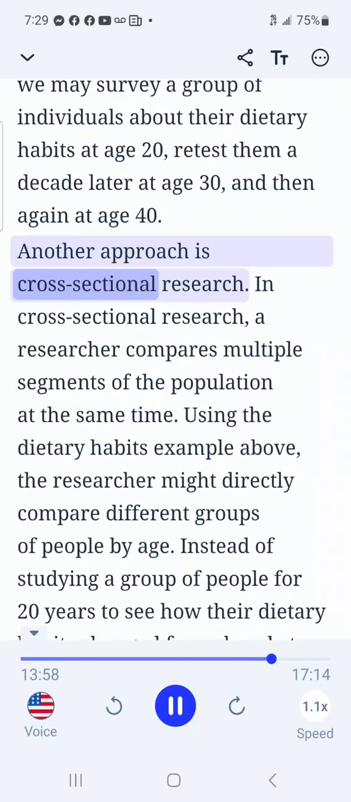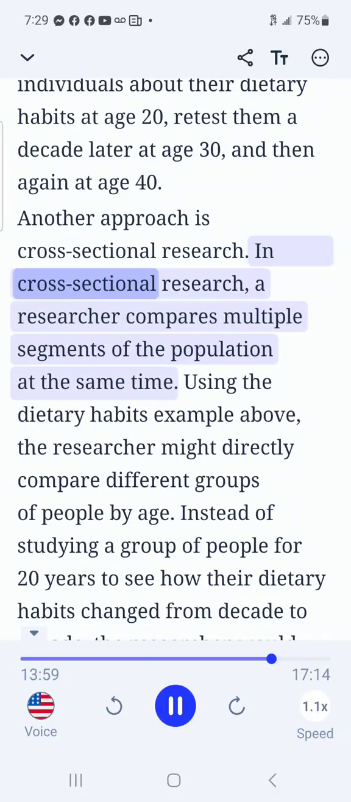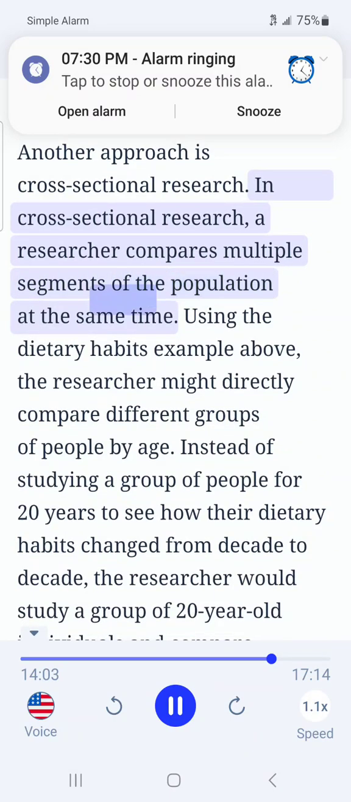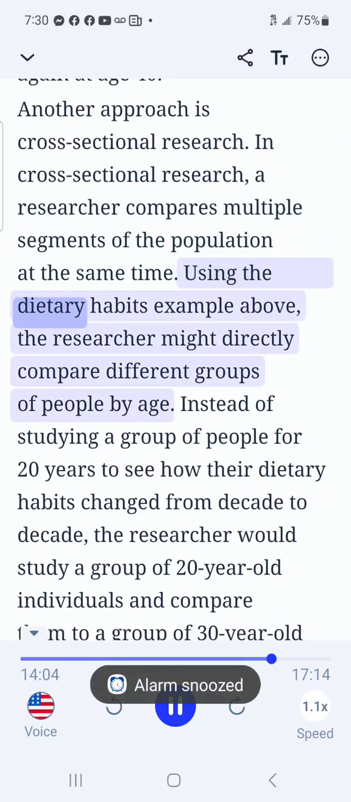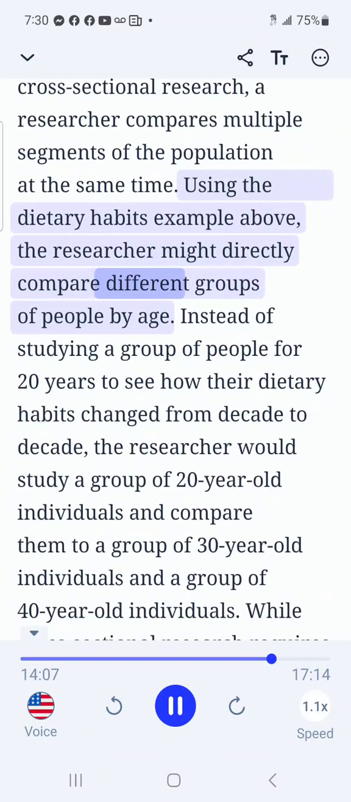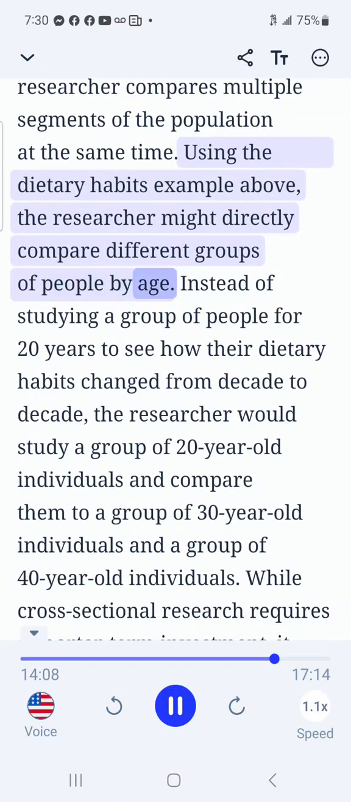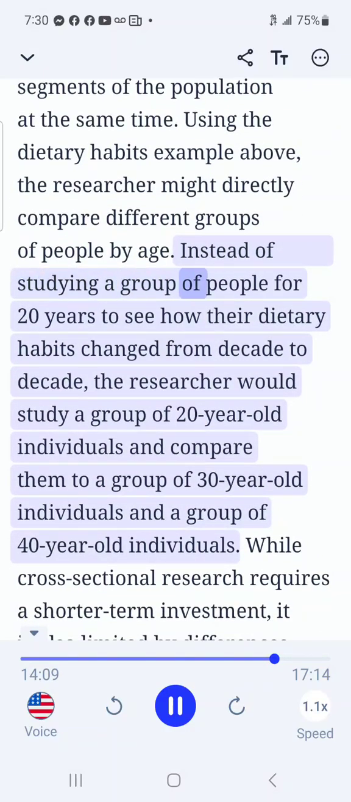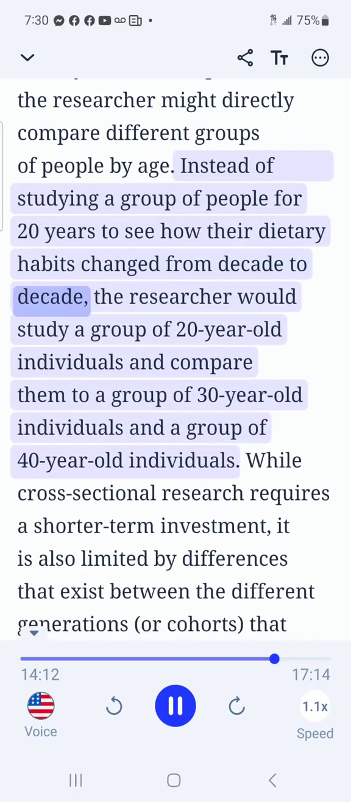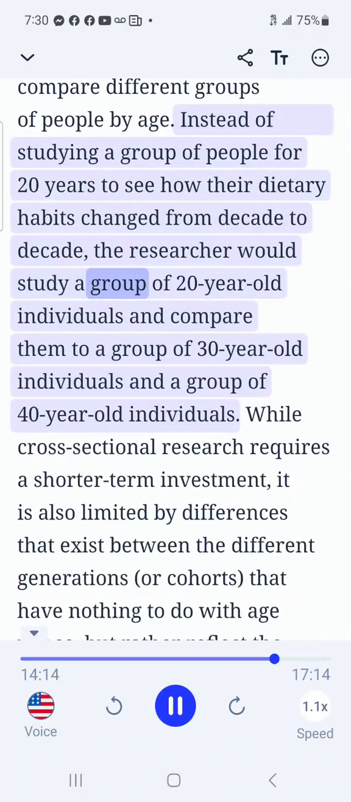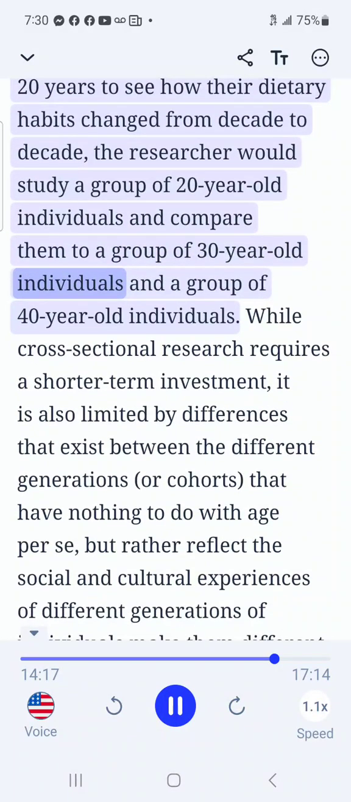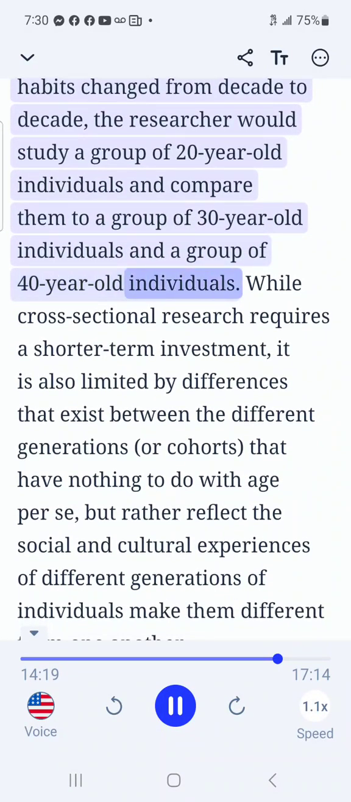Another approach is cross-sectional research. In cross-sectional research, a researcher compares multiple segments of the population at the same time. Using the dietary habits example above, the researcher might directly compare different groups of people by age. Instead of studying a group of people for 20 years to see how their dietary habits changed from decade to decade, the researcher would study a group of 20-year-old individuals and compare them to a group of 30-year-old individuals and a group of 40-year-old individuals.